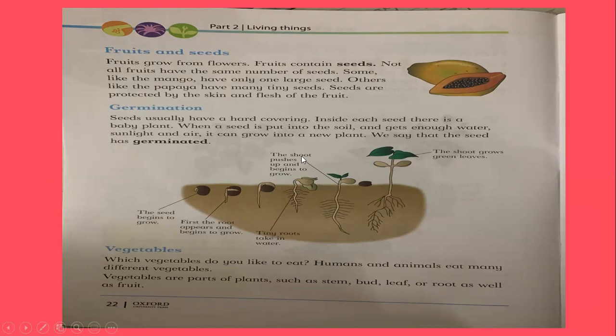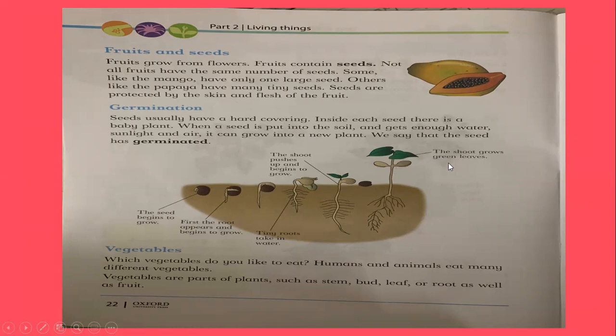And what is this? The shoot pushes. What is the shoot? The shoot is the baby plant. We say shoot to the baby plant. It pushes up and begins to grow. The baby plant has started coming out of the soil and begins to grow. And look, this is the hard covering. It breaks out.